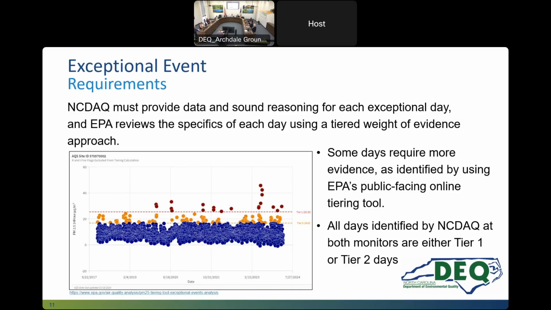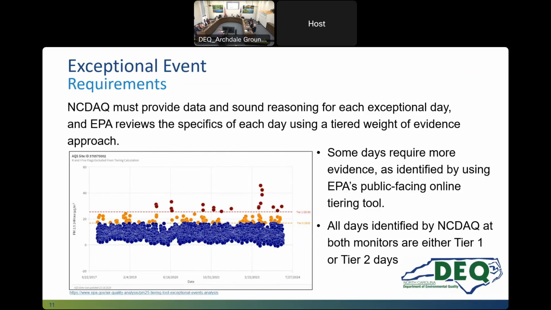Basically, in a nutshell, what the EPA's tiering tool is doing is establishing a common procedure to determine just how exceptional a day is or how anomalous a day is compared to a historical average. So this is a screenshot from their online public-facing tool for the Lexington monitor, I believe.